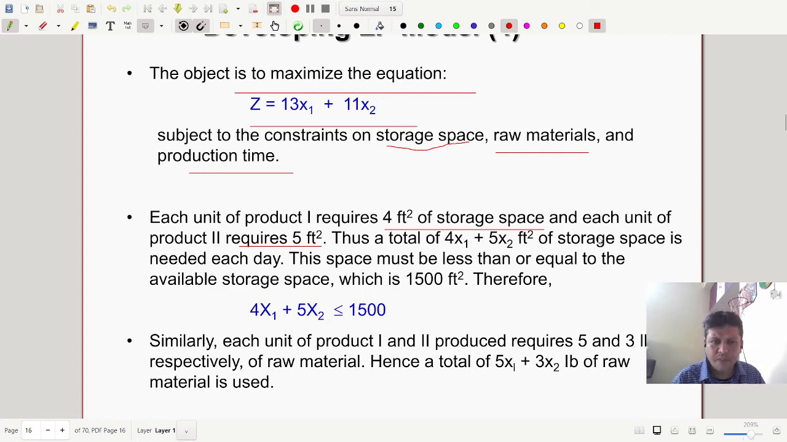So total storage space needed each day is 4x1 plus 5x2, and this space must be less than or equal to the available storage space, that is 1500 square feet. So 4x1 plus 5x2 less than or equal to 1500. This is your constraint number 1.